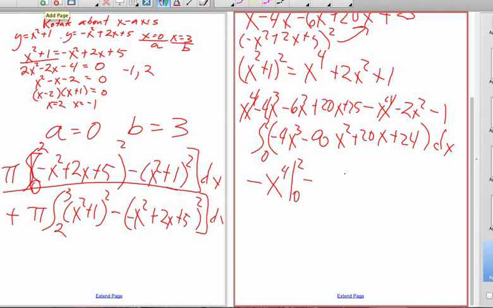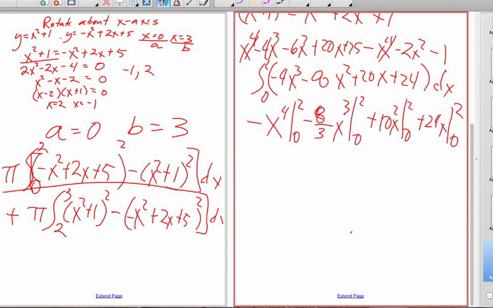minus 8 thirds x cubed, evaluated from 0 to 2, plus 10x squared, evaluated from 0 to 2, plus 24x, evaluated from 0 to 2. And when I plug all of these things in, I don't want to do all of this. You should end up in the final product with a 152 pi over 3. Now remember, that's just the first integral. That's the part from 0 to 2.